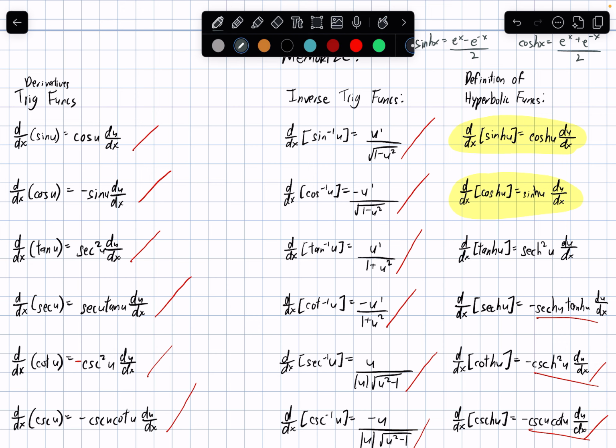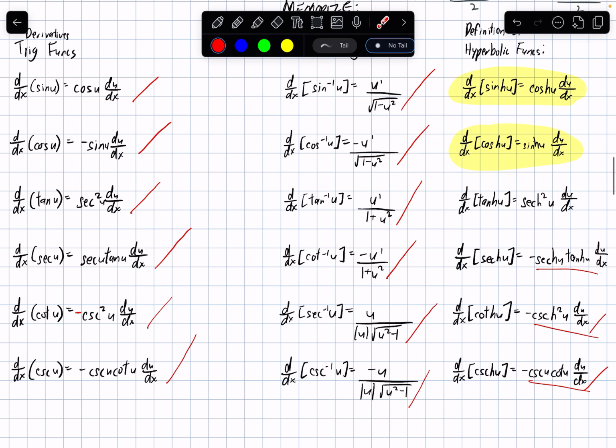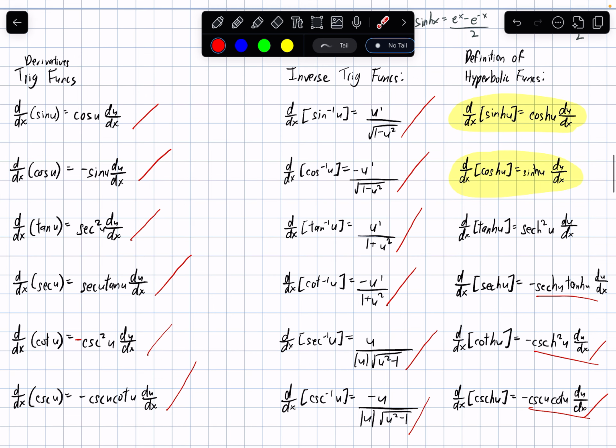So we start first with the trig functions: sine, cosine, tangent, secant, cotangent, and cosecant. Each one has a derivative. Derivative of sine, usually it's x, right? But we'll use u this time. So the derivative of sine u is cosine u times du over dx. The du over dx means the derivative of u, so you have to multiply it with the derivative of sine u, which is cosine u itself.